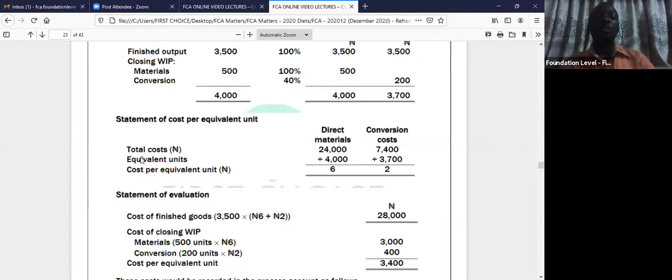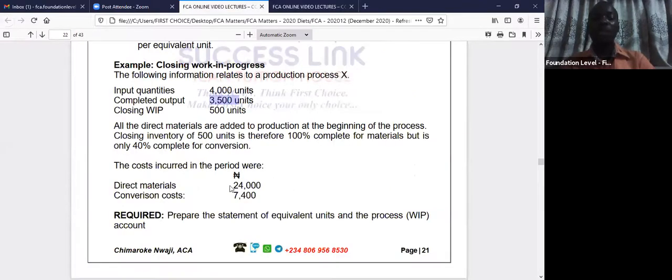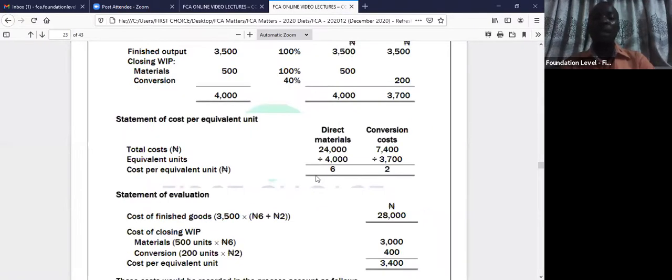The statement of cost means, for the direct material, your total cost was 24,000, and your conversion was 7,400. And here we have it, 24 and 74. Then your equivalent unit, material was 4,000, conversion was 3,700. And so when you divide, 24 divided by 4 will give you 6, 74 divided by 37 will give you 2. It means that the cost per equivalent unit is 6 naira for material, conversion is 2 naira.